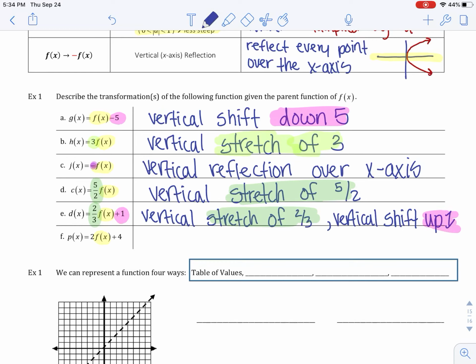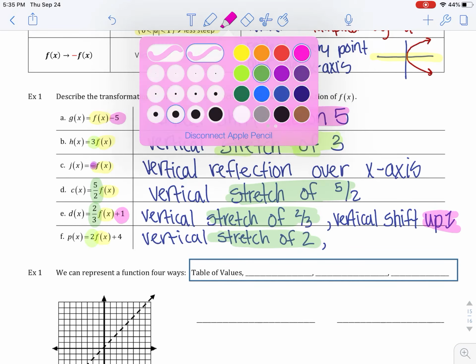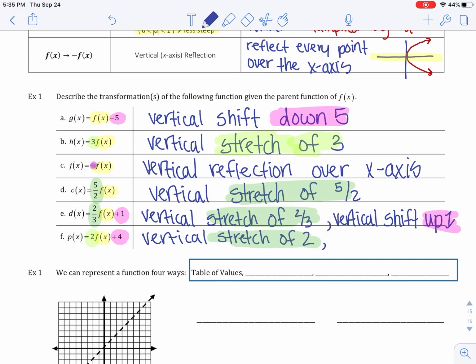Okay, the last one. So there is no negative. Awesome. I begin with something in front, so that means I have a vertical stretch of 2. Perfect. And then I had something at the end, a +4, so those are my shift. So a vertical shift up 4. Fantastic.